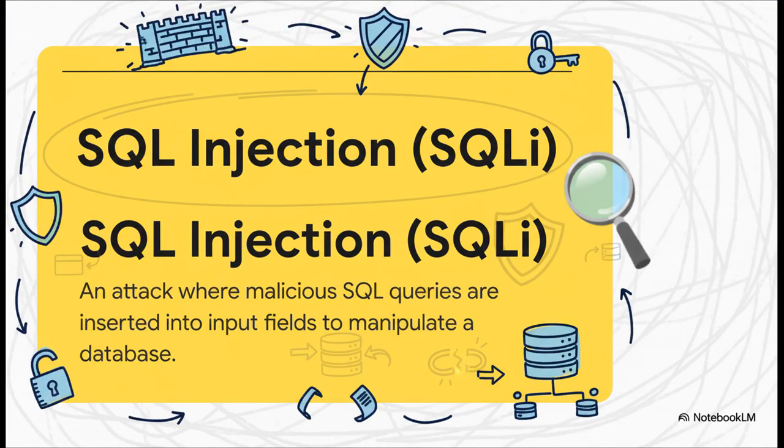Now, imagine your database is like the castle's archivist, the person who guards all the secret records. An attacker uses a login form or a search bar to pass a deceptively worded note to that archivist, tricking them into revealing stuff they absolutely should not be sharing.